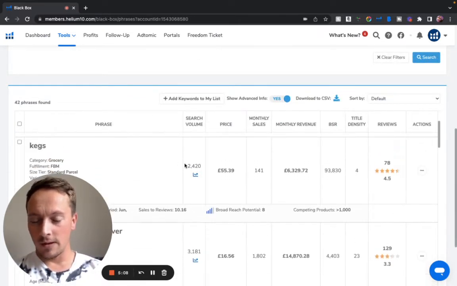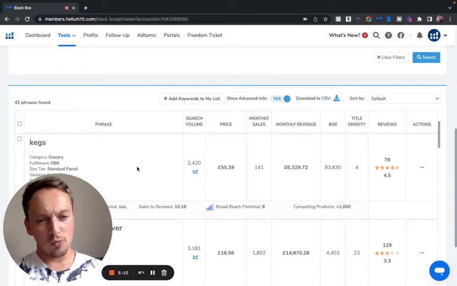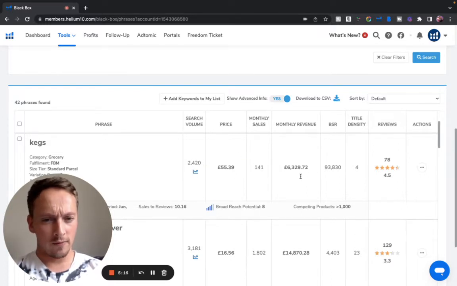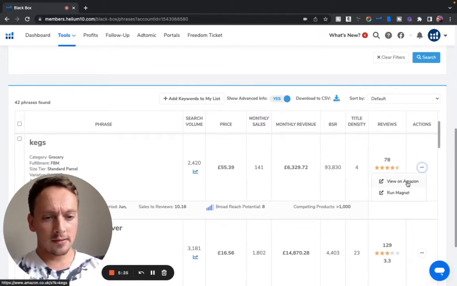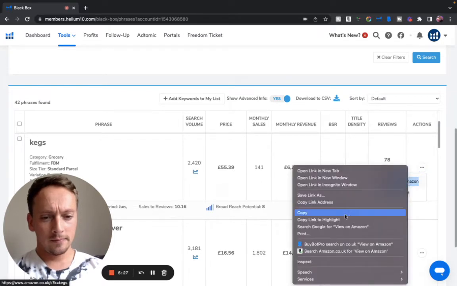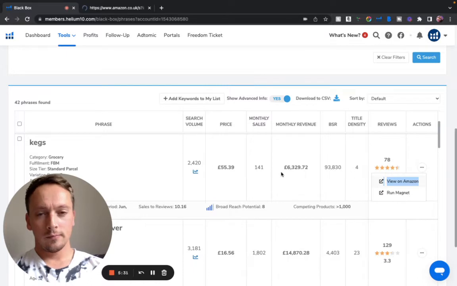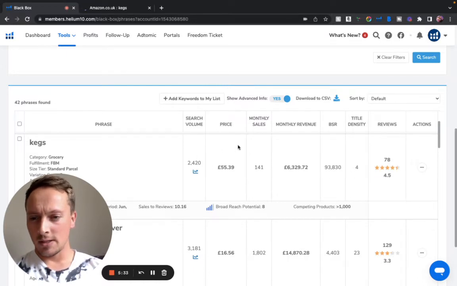Kegs. So if we wanted to start some sort of keg brand, now that's just one word, and that's got quite high search volume, good volumes, good sales there. Review counts look good. So look, let's open that up. I've opened that up in a new tab, so we'll have a look at that in a minute.